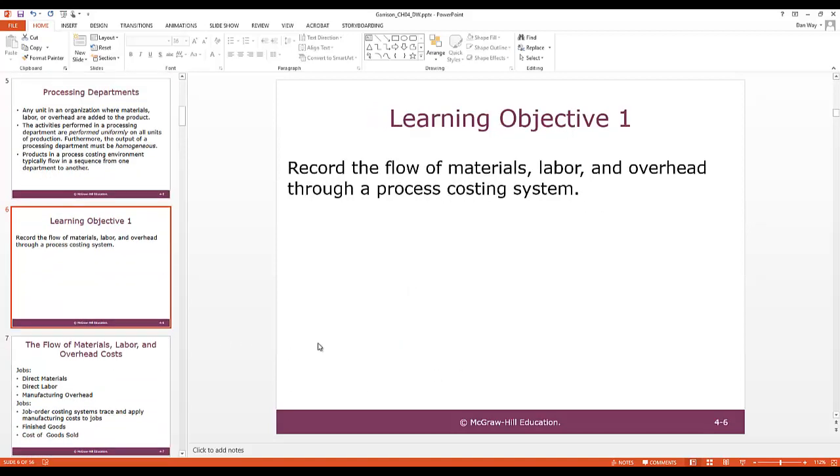So the first real learning objective in Chapter 4 was to record the flow of materials, labor, and overhead through a process costing system. And again, the nice thing here is that this is done very similar to the way we did it in Chapter 3 with our job order costing systems. We just have to make some allowances and some different accounting for those different processing departments.